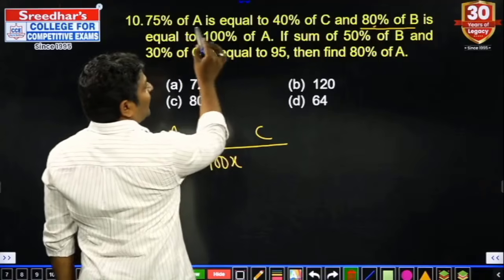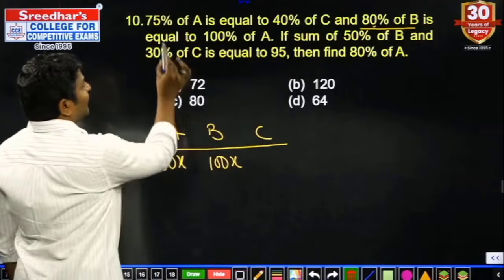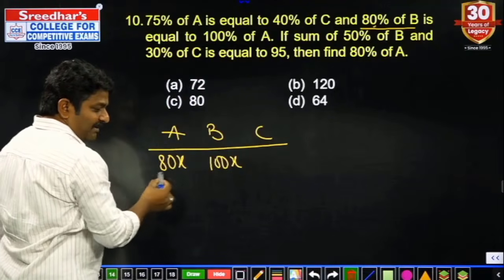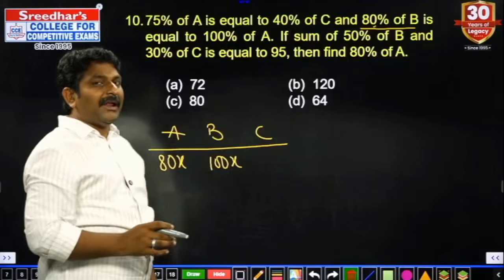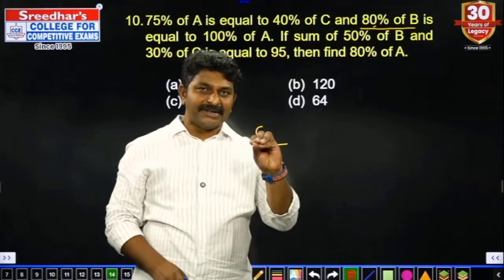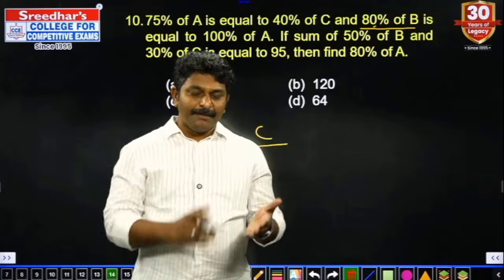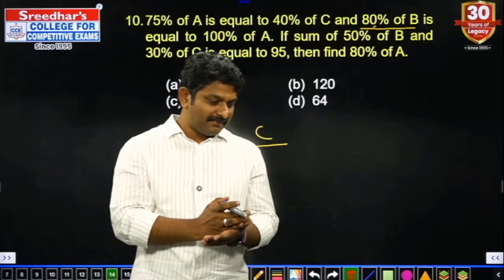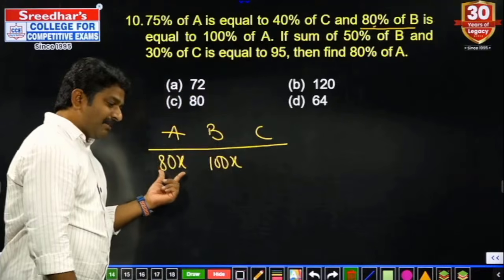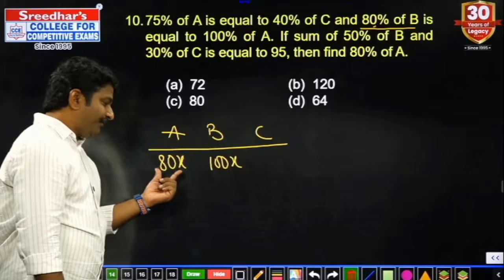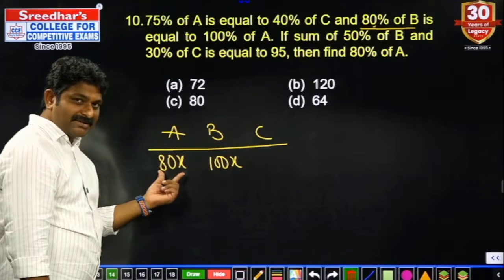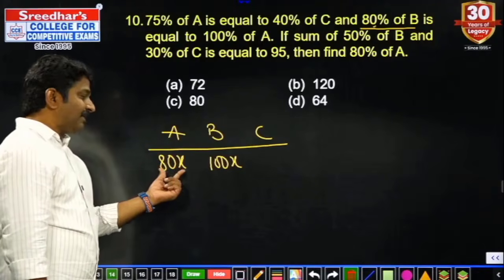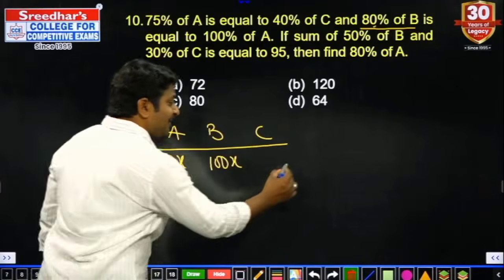Then now take the first concept. 75% of A. 75% of this number. Whenever you want to calculate 75%, it is 50% plus 25%. 50 percent means half. If you make half again, you will get 25%. Half of this number is 40, so 50% of this number is 40x. 25% is 20x. 75% of this number is 60x.